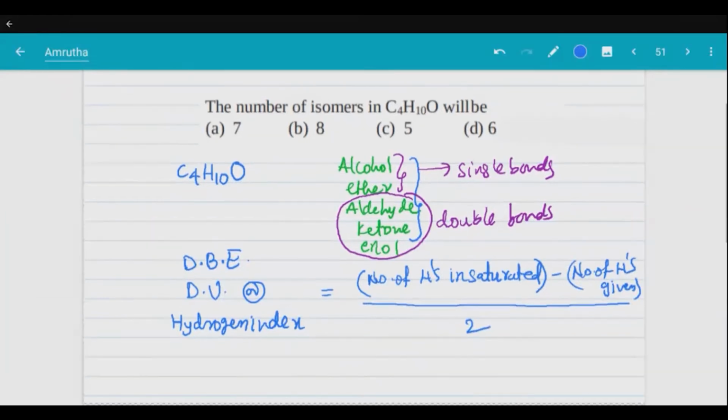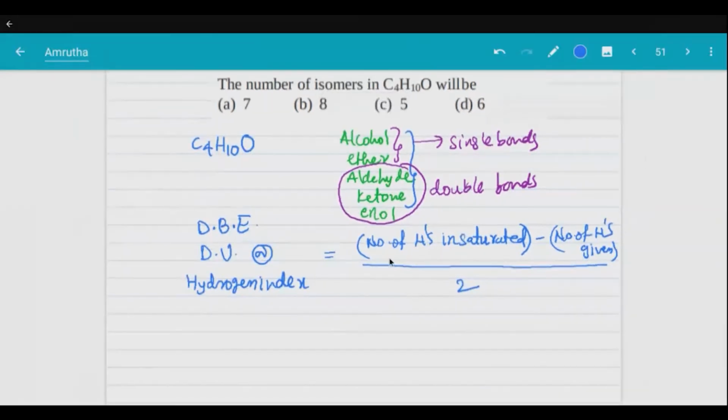But first, how to do this? Number of hydrogens in the saturated compound. We know this formula, no? Saturated means n carbons can accommodate a maximum of 2n plus 2 hydrogens. Everybody knows this, because saturated hydrocarbons are alkanes. So we must know this. If n carbons are present, there are 2n plus 2 hydrogens. Now look at this. 4 carbons are there. 2 into 4 is 8, 8 plus 2 is 10. So 10 for this compound.